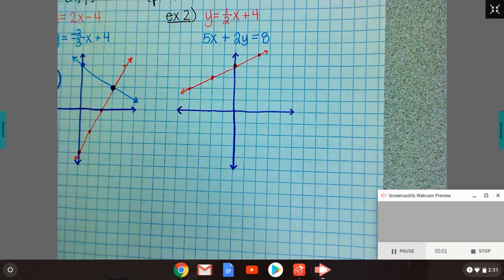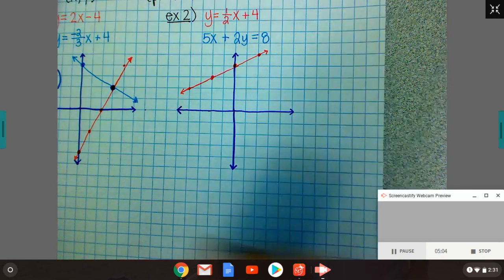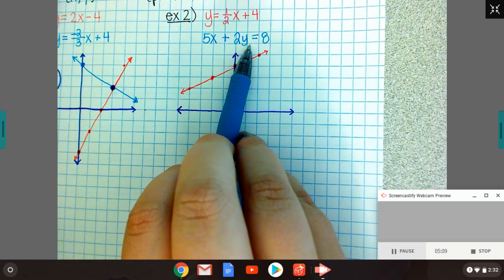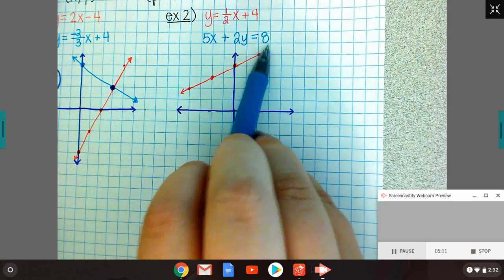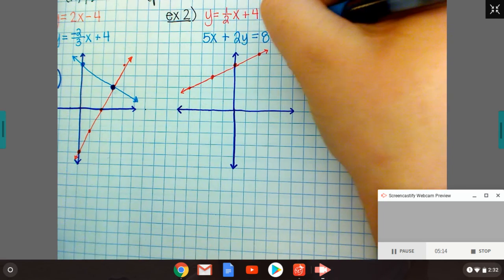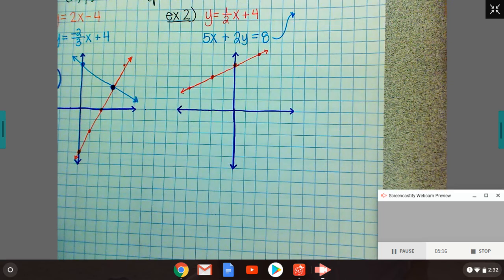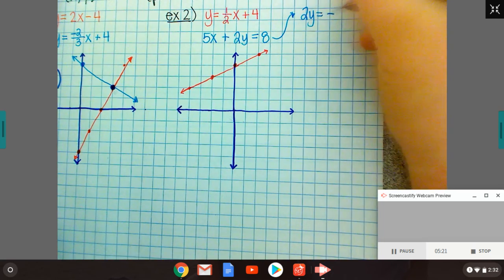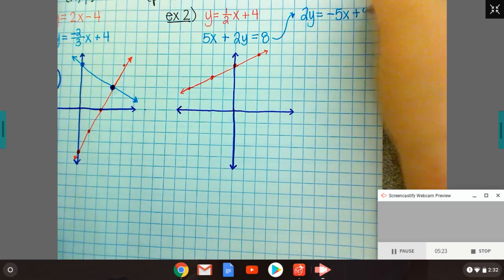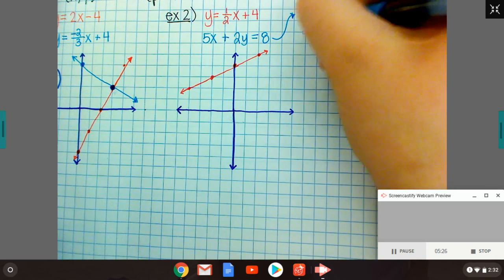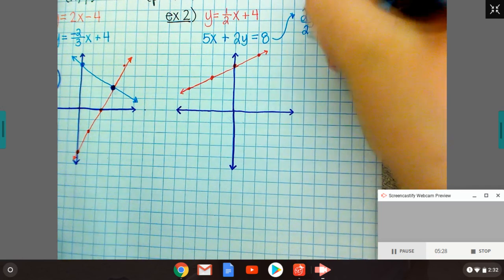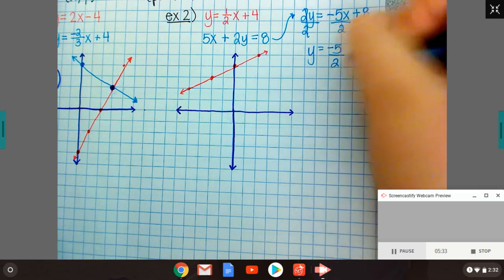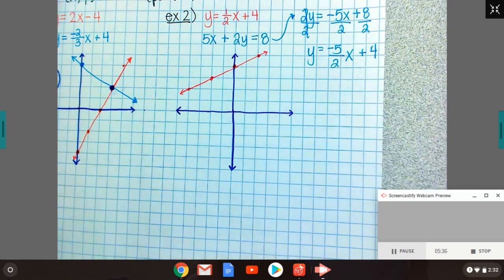My second equation is not in slope-intercept form, it's in standard form. You could rewrite this and solve for y, or what I would do is find the two intercepts in order to graph it, but I think that they would be fractions. So let's actually rewrite it. Let's rewrite it as 2y equals, let's subtract 5x to the other side, so negative 5x plus 8. And then let's divide everything by 2. I've now got y equals negative 5 halves x plus 4.